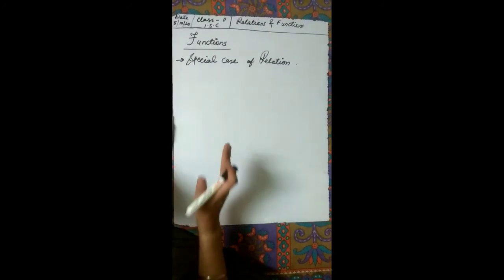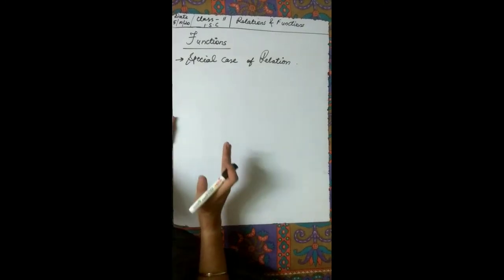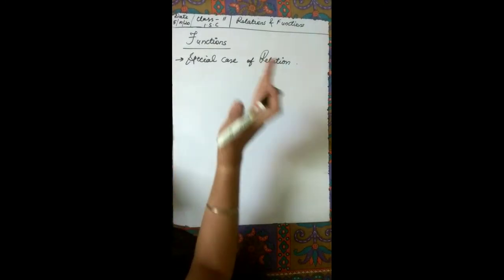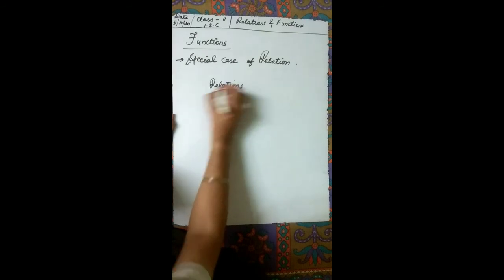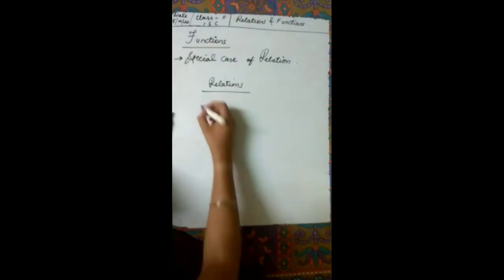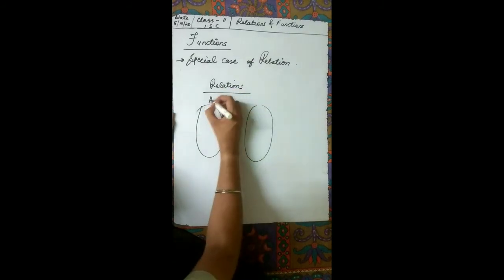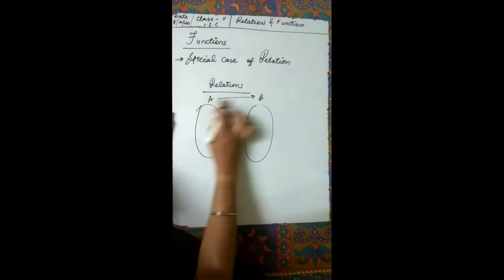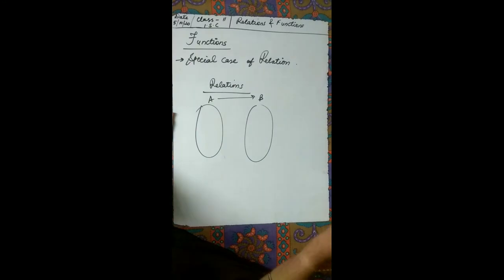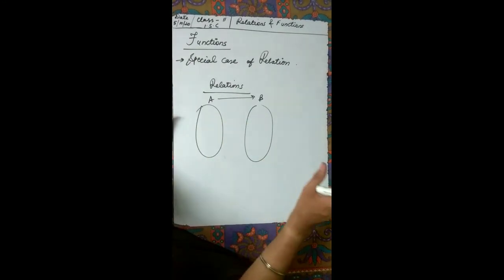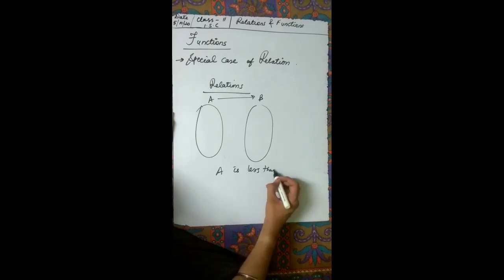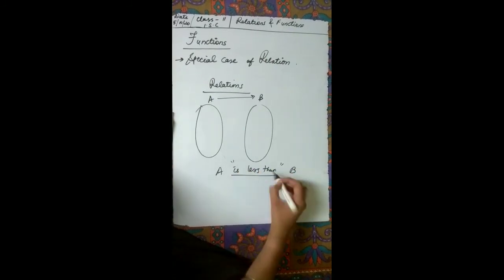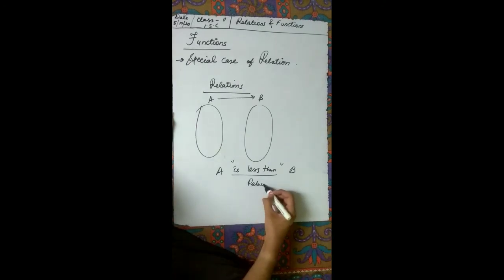So first of all, let me just clear one thing. Function is a special case of relation. How? Till now we were understanding the meaning of relations, which says that, for example, if you have two non-empty sets, then we were saying A is related to B with such and such statement. A is related to B by this and this thing. We wrote A is less than B, if I'm saying. So here 'is less than' is called the relation.